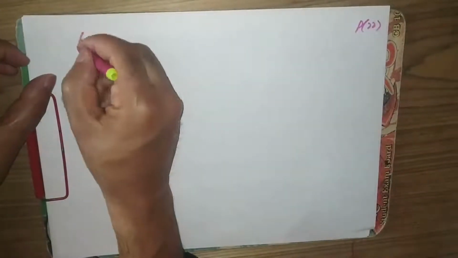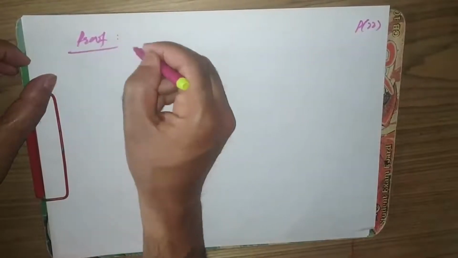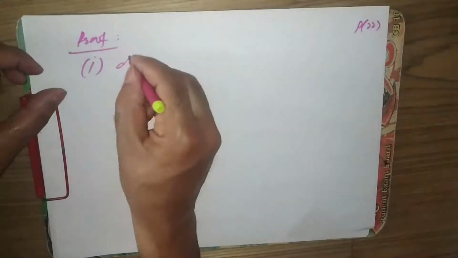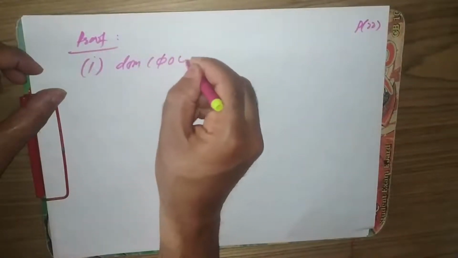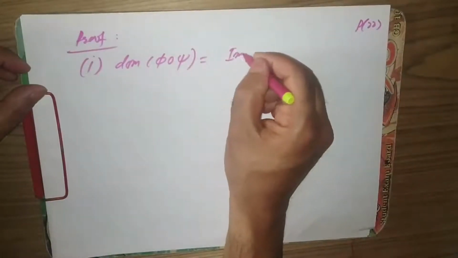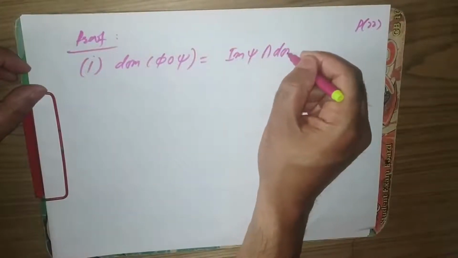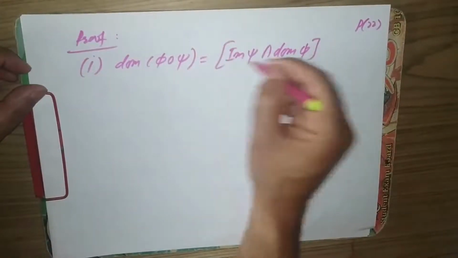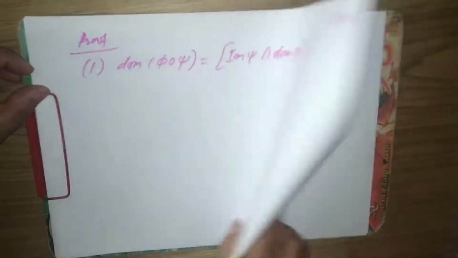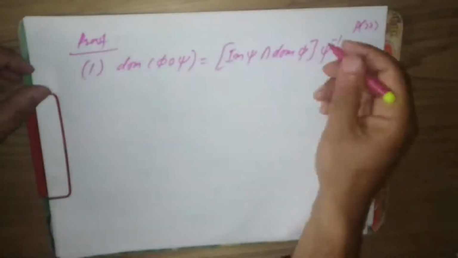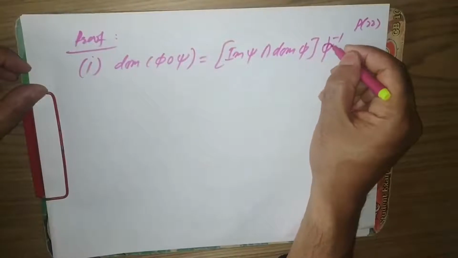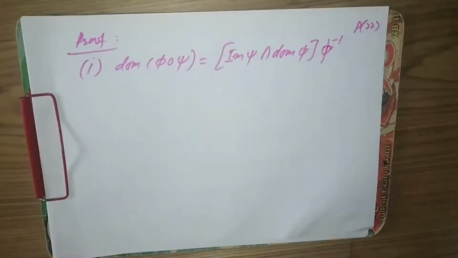So I will prove this first part. What's the first part proof? First part means you need to prove that the domain of phi composition psi is equal to the image of phi intersection domain of psi, and apply this phi inverse. Okay, this I will prove.